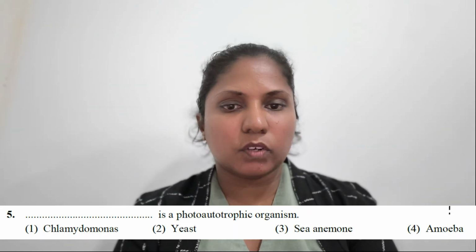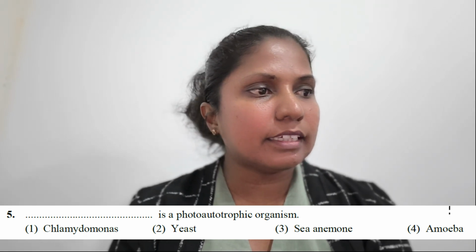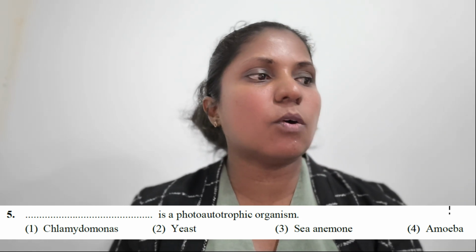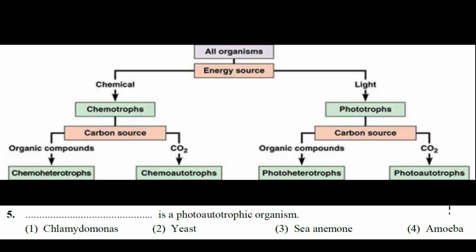Okay, now let's focus on question number 5. Blank is a photoautotrophic organism. As you know, photoautotrophic: photo means using sunlight, autotrophic means producing their own food using carbon dioxide and water. So we have 4 options. Let's break down each option one by one.